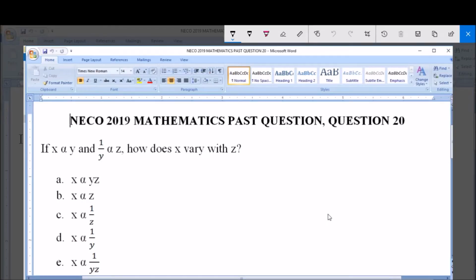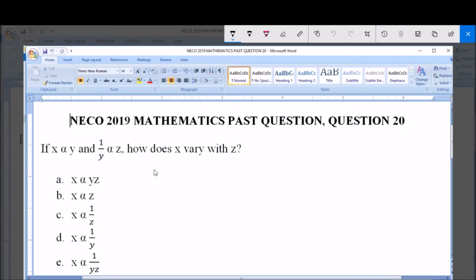Today we're going to be dealing with NECO 2019 Mathematics Past Question, question 20. If x varies directly as y and 1 over y varies directly as z, how does x vary with z? A. X varies directly as y and z. B. X varies directly as z. C. X varies inversely as z. D. X varies inversely as y. And E. X varies inversely as yz.